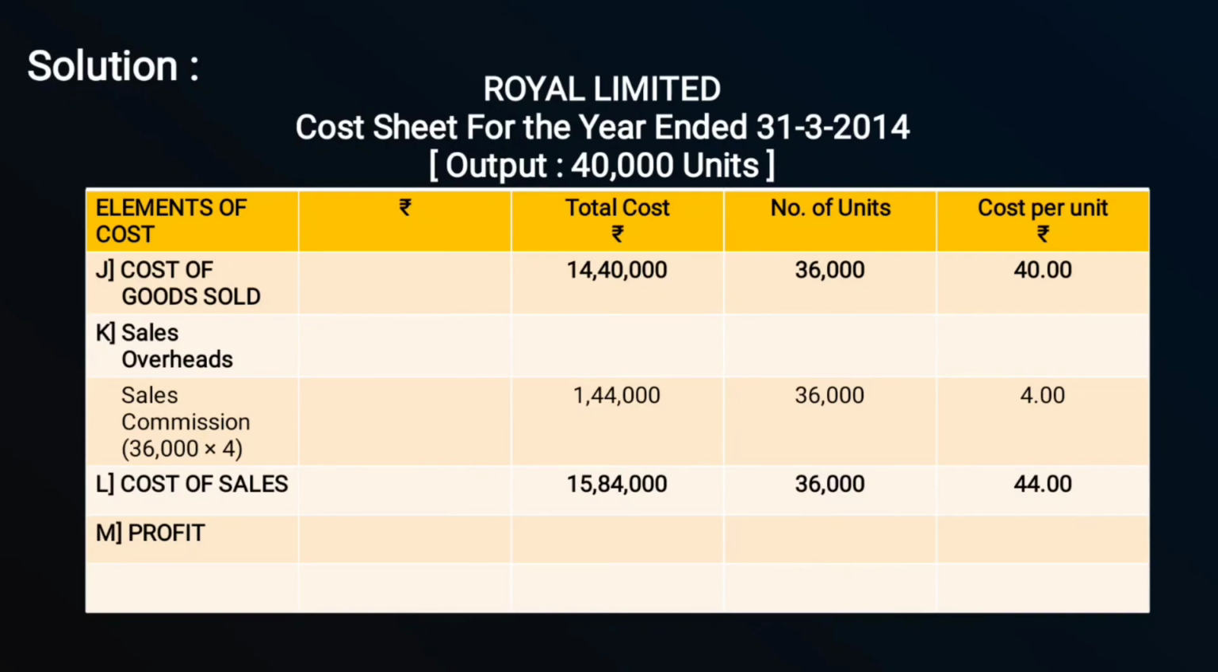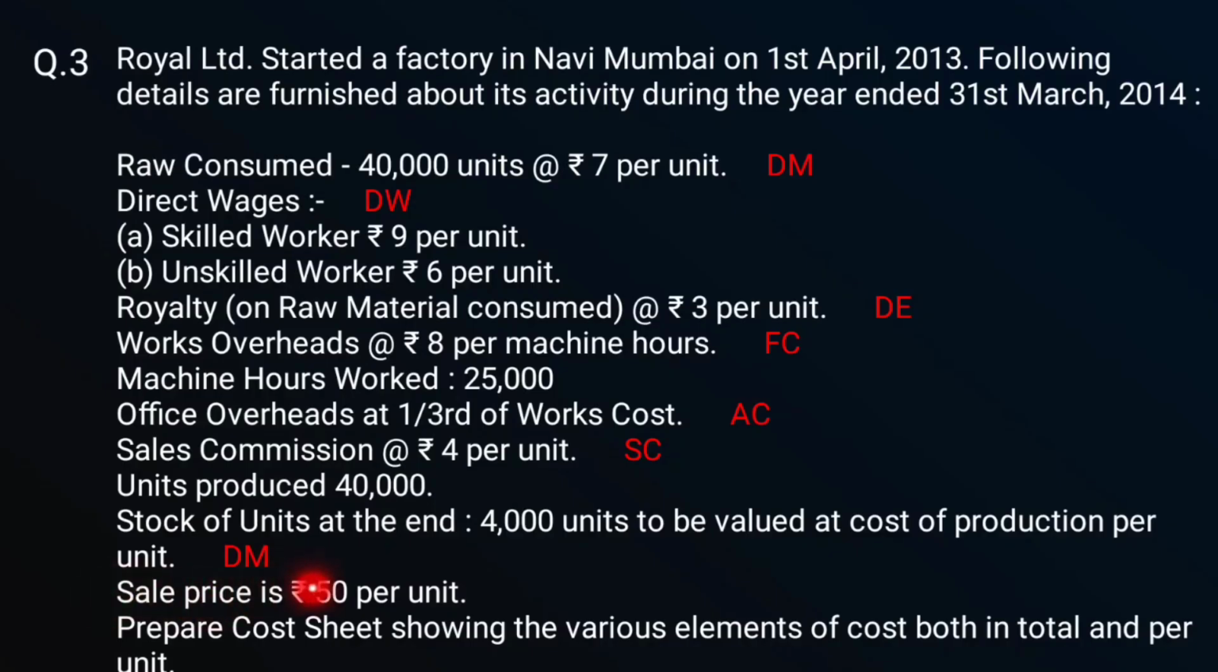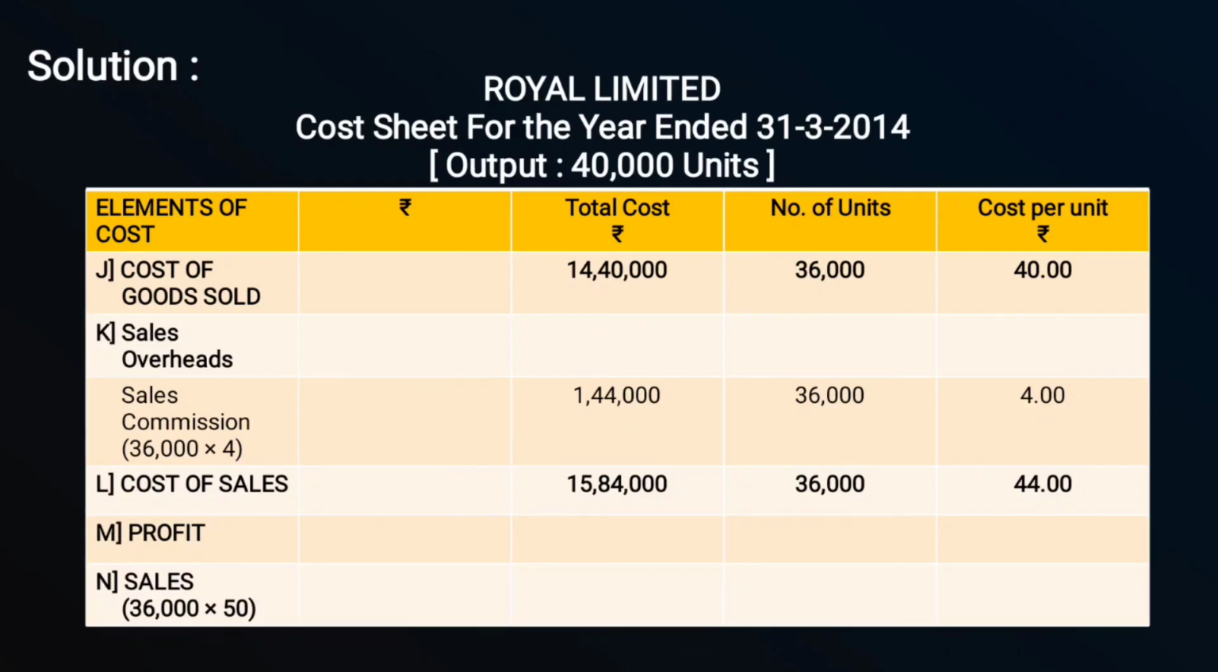Part M, profit. Sales price is 50 per unit. So sales will be 36,000 into 50 per unit, which will be rupees 18 lakhs. Number of units will be 36,000 and cost per unit is 50 per unit. So profit amount will be the balancing figure, which will be rupees 2,16,000. Number of units will be 36,000 and cost per unit will be rupees 6 per unit.